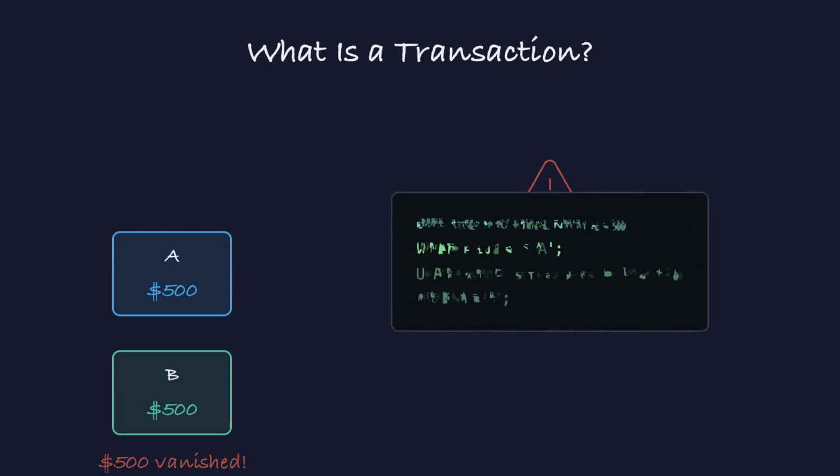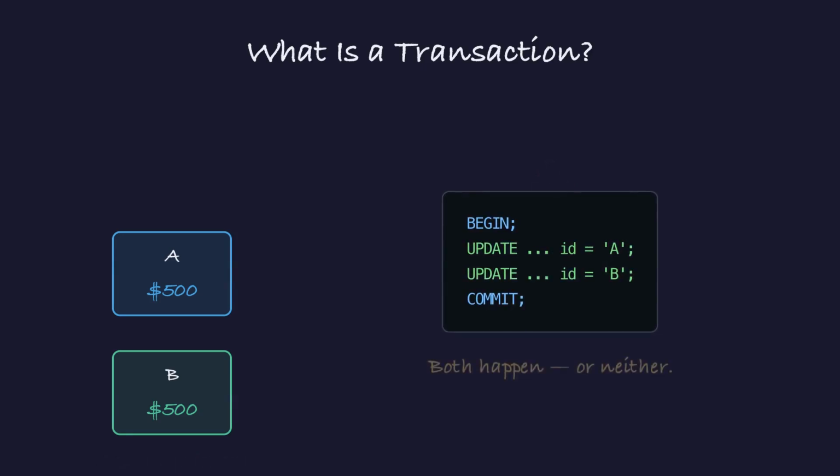A transaction wraps both operations together. Either both happen or neither does. If anything goes wrong between begin and commit, the database rolls everything back, like it never happened.